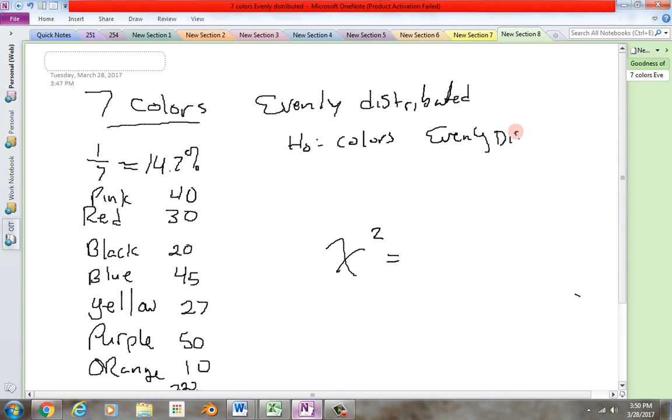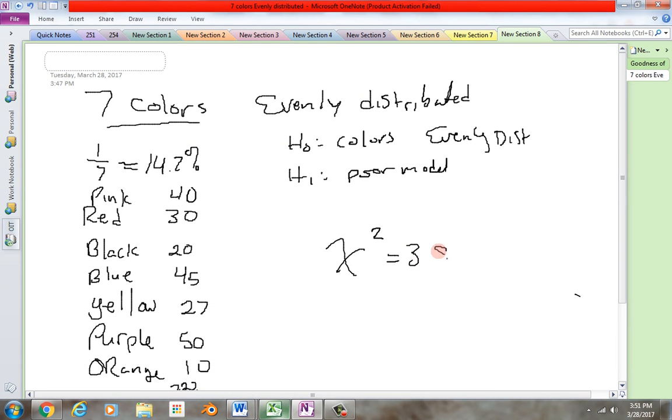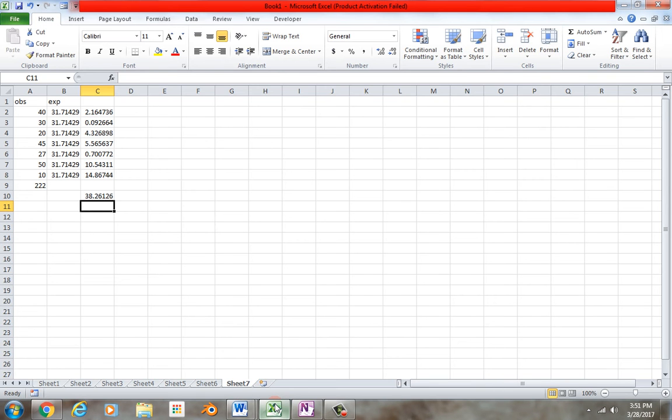I don't think that's true. How about you? And so H1, of course, is that it's a poor model. And so I get a chi-square, what did I say, of 38? I think 38.2. I'm just going to go find a p-value for that.